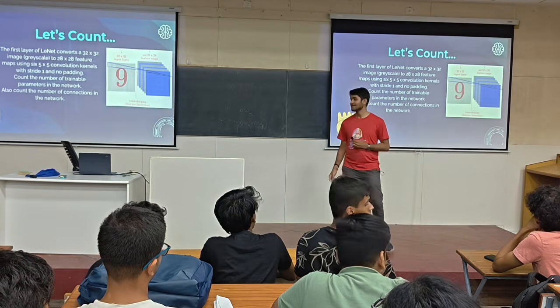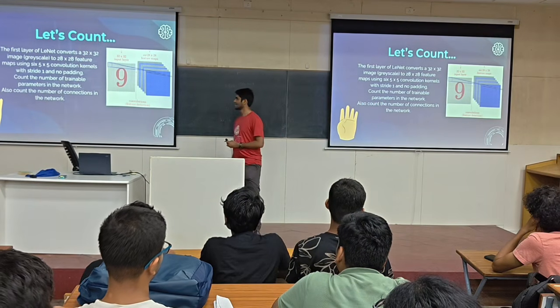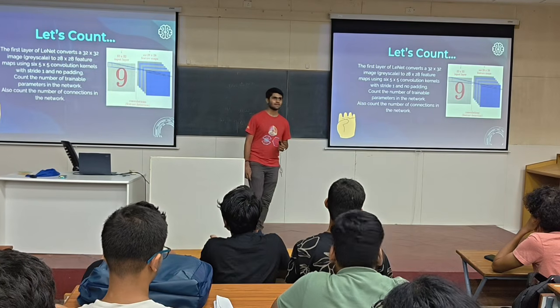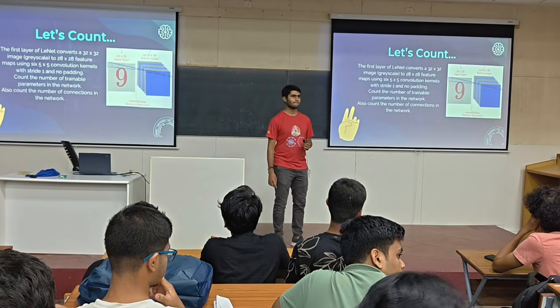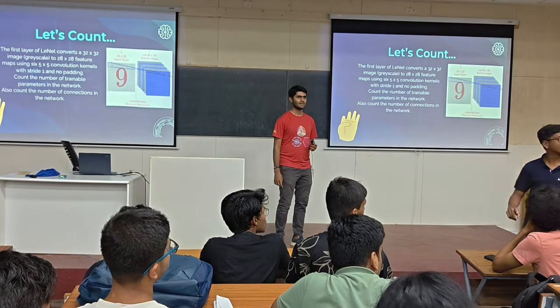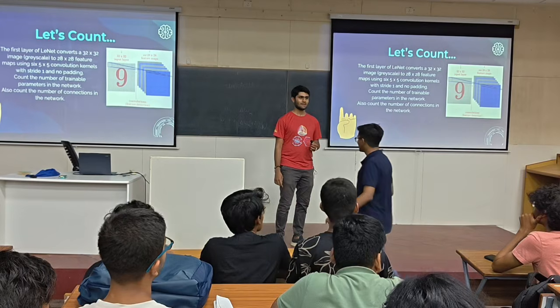So, look at this. Look at the question again. Using 6 5 cross 5 kernels with stride 1 and the output is 6 28 cross 28 feature maps. Okay, wait 1 minute. There is a small clarification. Who said 150? You said 150? Okay.